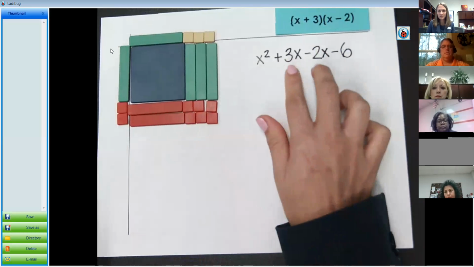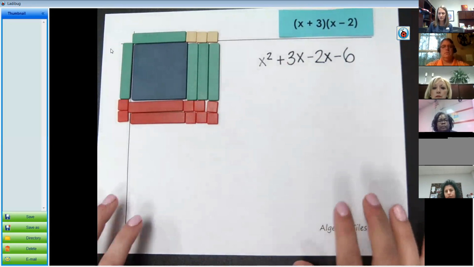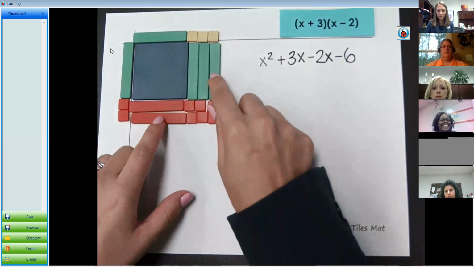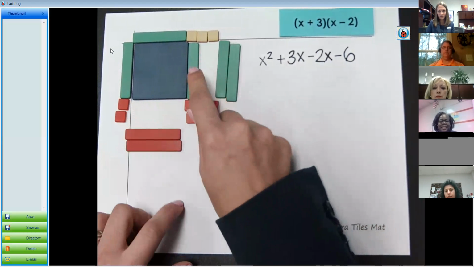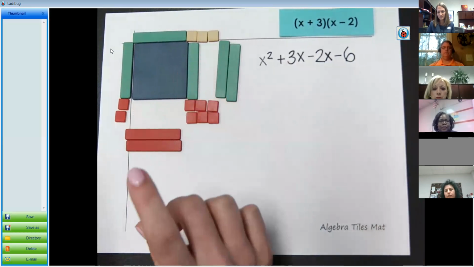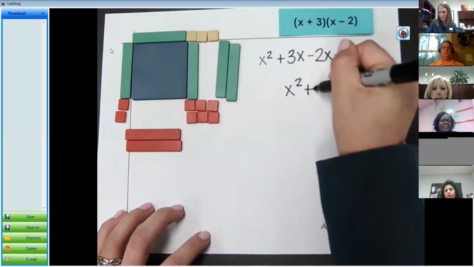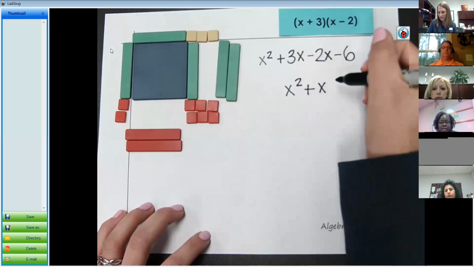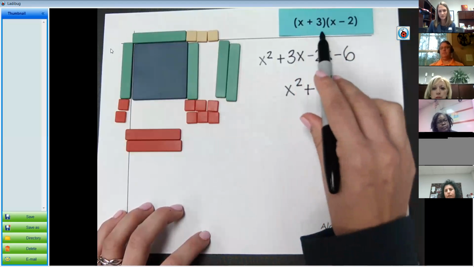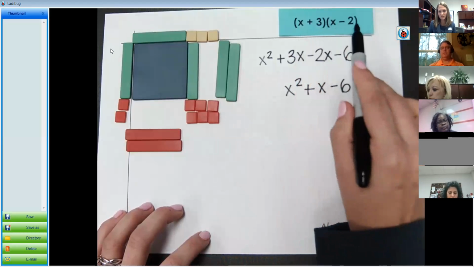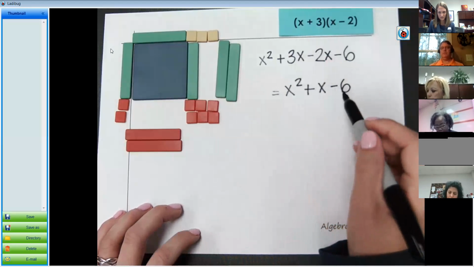So this also helps our students that are struggling with our integers. So I know you still have some out there that are struggling to see this. Well, they are familiar with our 0 pairs. So here's one 0 pair. Here's another 0 pair. So what's left? A positive x. So really, I just have x squared plus 1 positive x, and then the minus 6. And there's my answer. So I know that x plus 3 times the quantity x minus 2 is equal to x squared plus x minus 6.